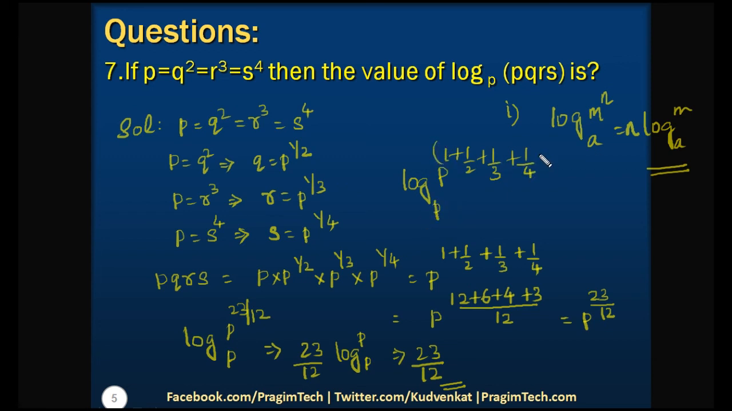If you observe here, this is the power and this is the number with the base. So at that time we can write it as, we know that from this property, this power will be multiplied to the logarithm. So it will be 1 plus 1 by 2 plus 1 by 3 plus 1 by 4 with log p to the base p. As we know that log p to the base p value is 1, so the answer will be 1 plus 1 by 2 plus 1 by 3 plus 1 by 4. So simplification part will be decided based on the options given. If it is a simplified form, then you have to proceed this. If it is given directly from this, you can directly write the answer, right?